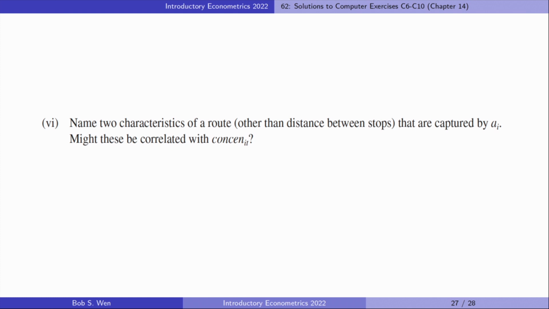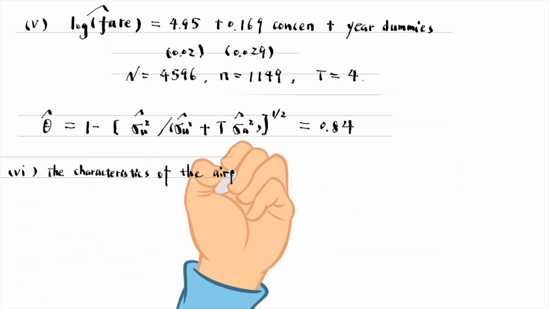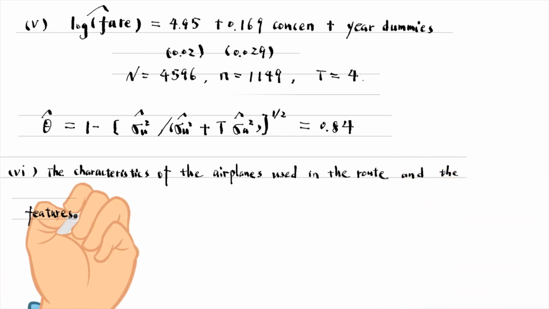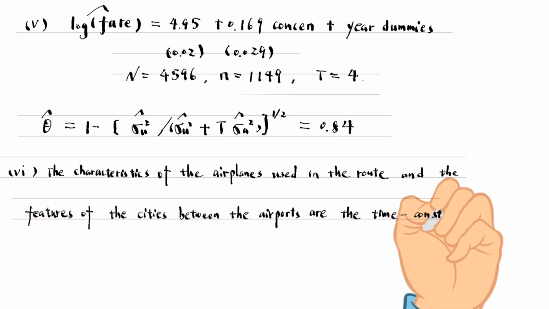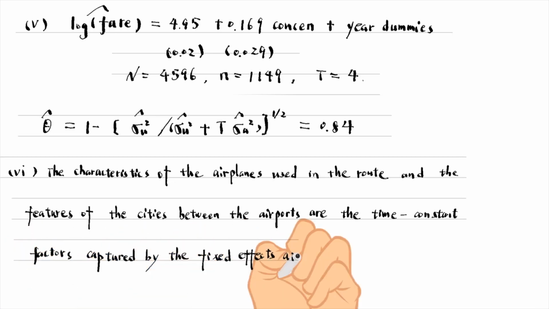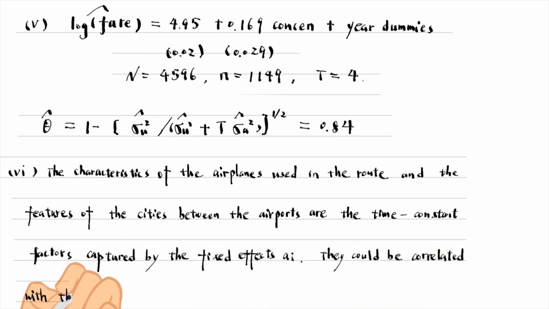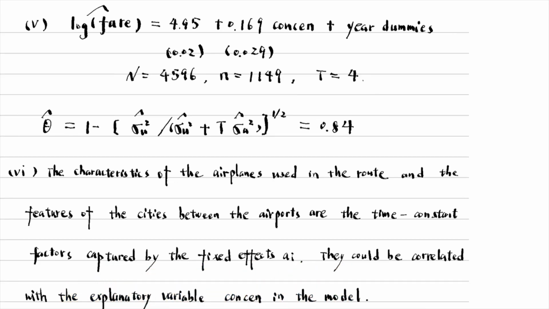In Part 6, we will name two characteristics of a route other than the distance between stops that are captured by the fixed effect a_i. Might these be correlated with concentration? The characteristics of the airplanes used in the route and the features of the cities between the airports are the time constant factors captured by the fixed effects a_i. They could be correlated with the key explanatory variable concentration in the model.